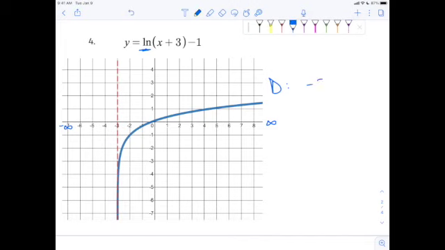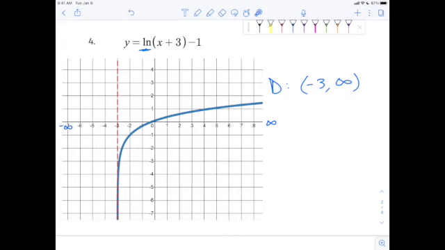So this exists from -3, and then the graph does go to the right, to the right, to the right. It does exist to infinity. And it does not include an x value of -3, so we use the exclusive parenthesis there.